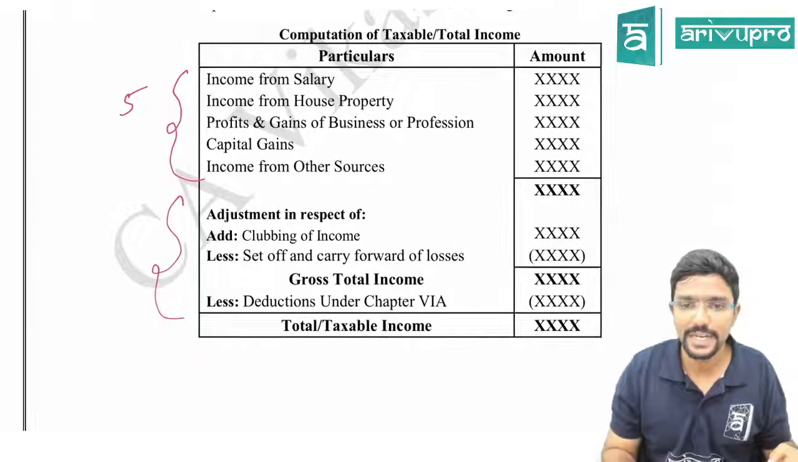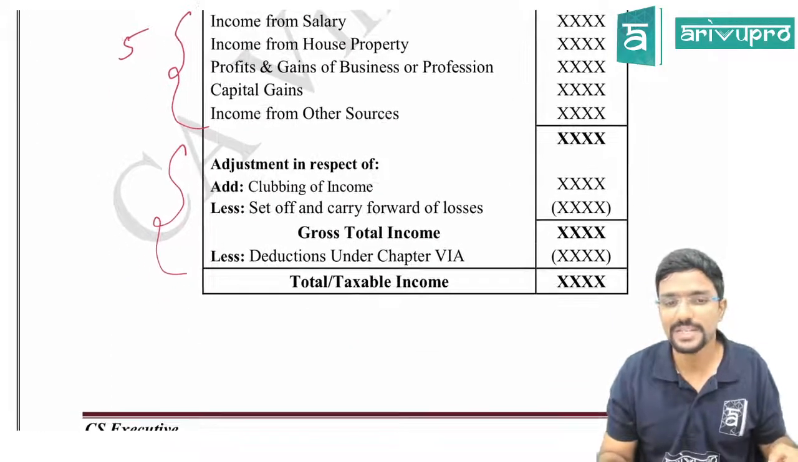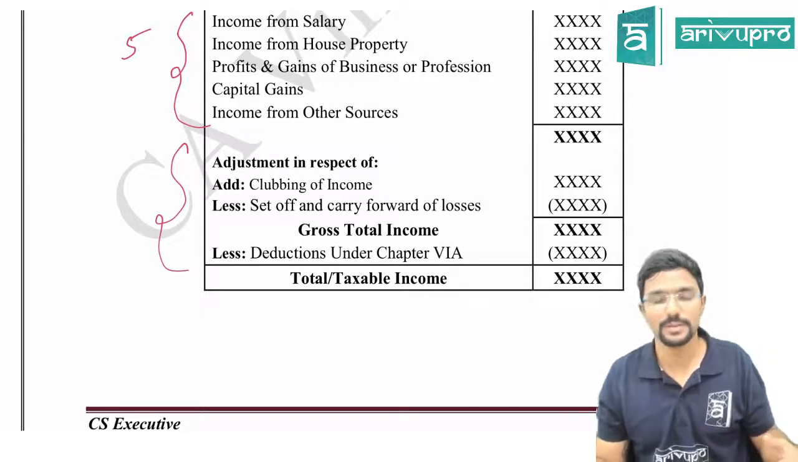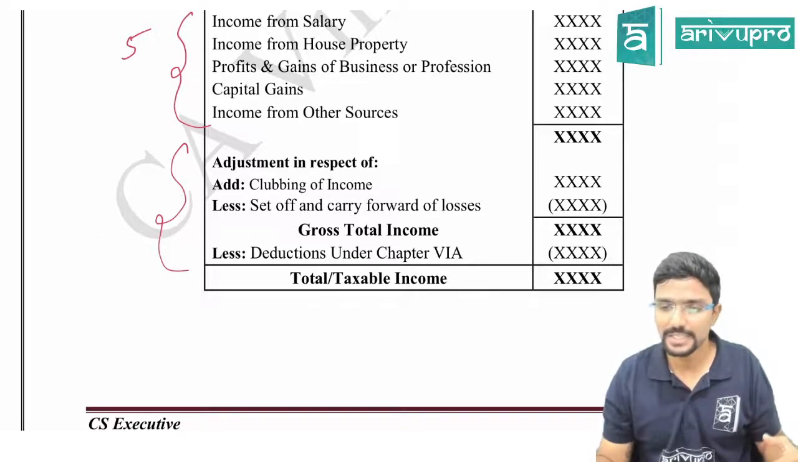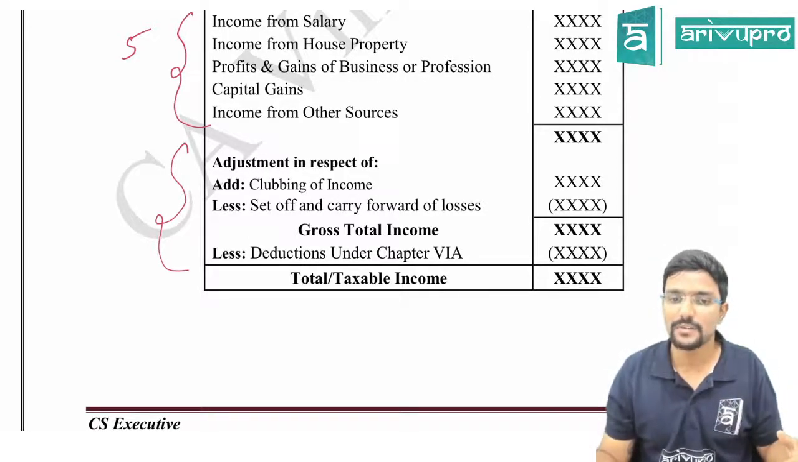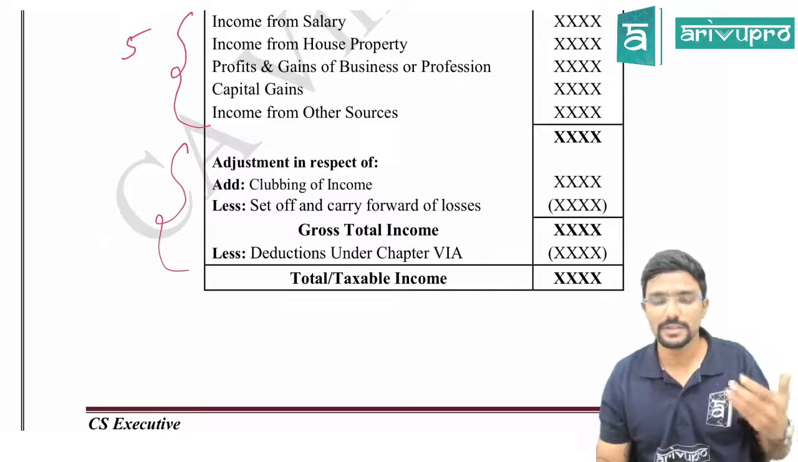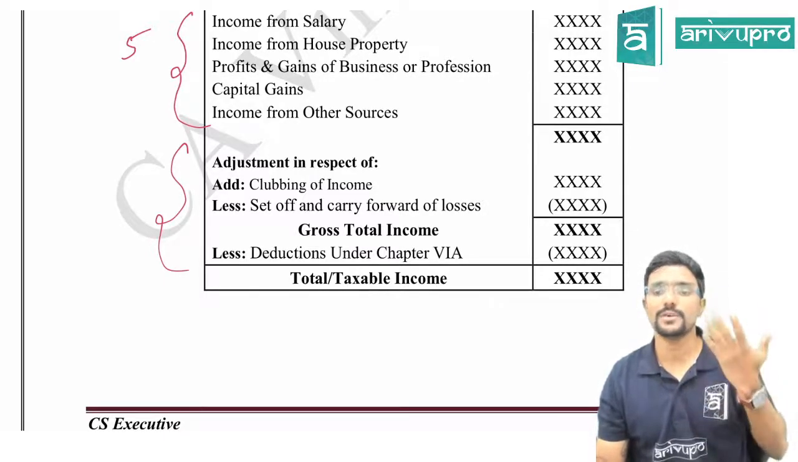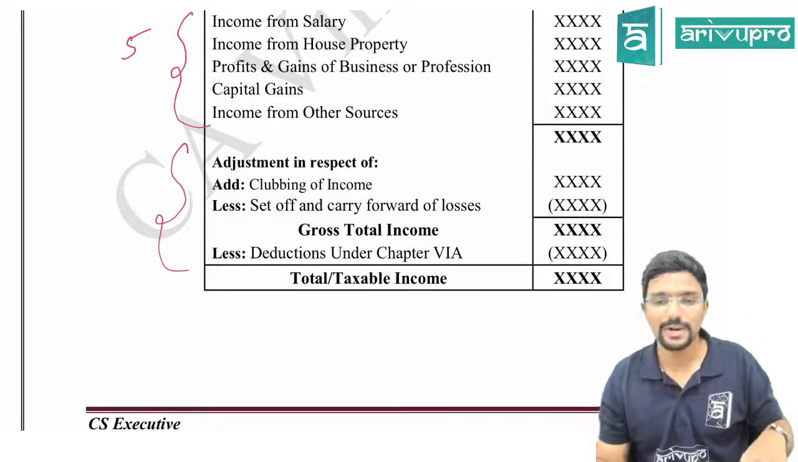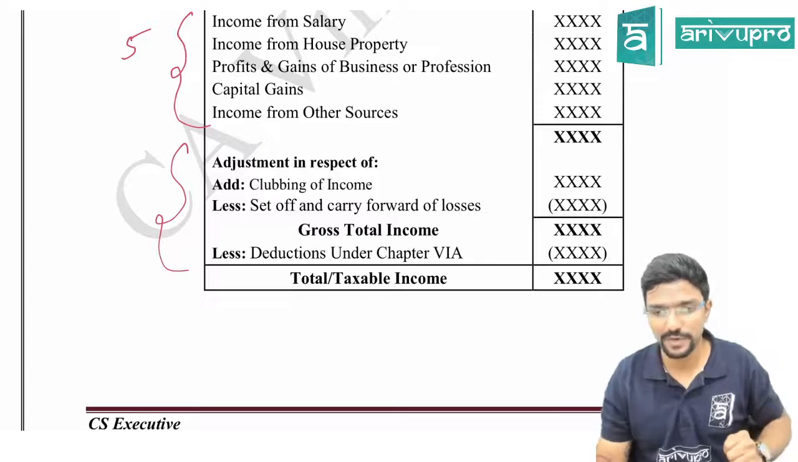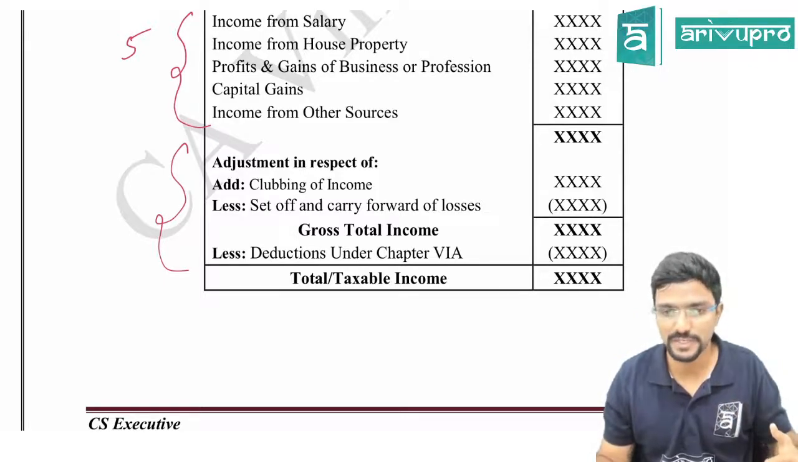Once I get income from each head, then I have to make certain adjustments for clubbing of income. Clubbing of income means for someone else's income, I have to pay tax. When it is applicable, we will see. Then set off and carry forward of losses. That means if I have suffered any loss, then we can set it off against other income, or I can also carry it forward. But there are certain restrictions and time limits for it, which we will see in that particular chapter.